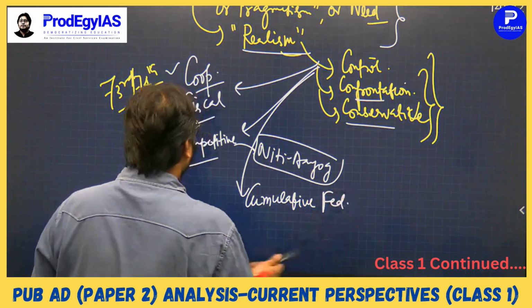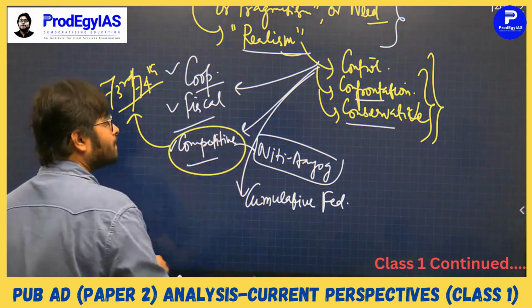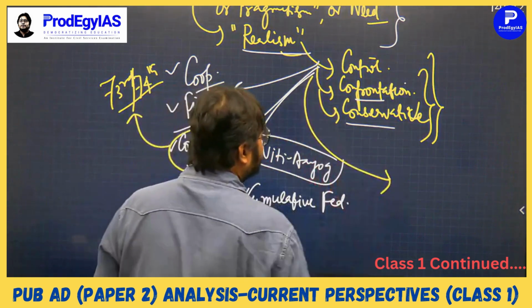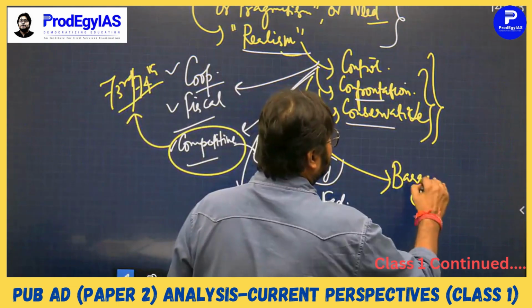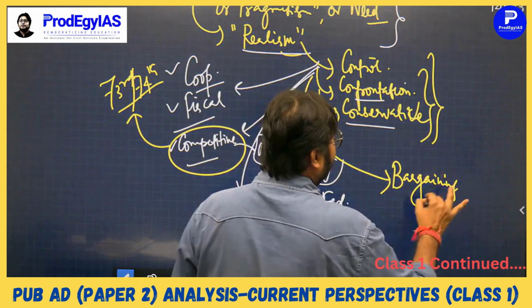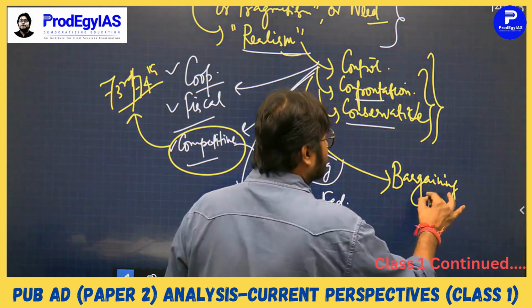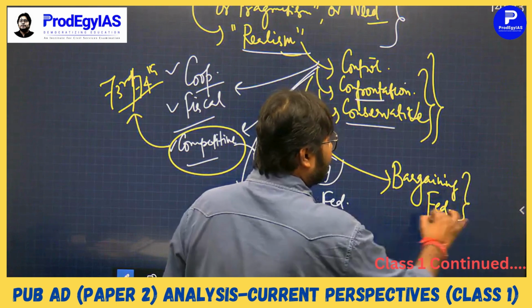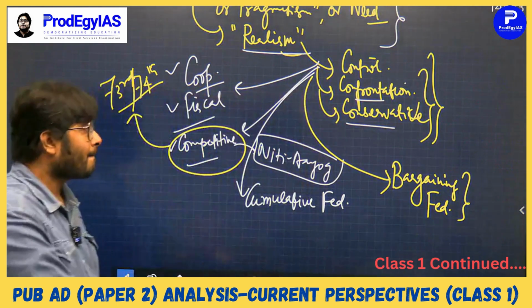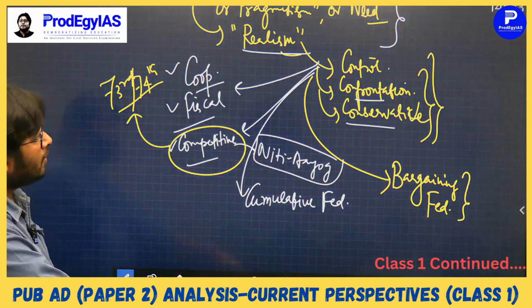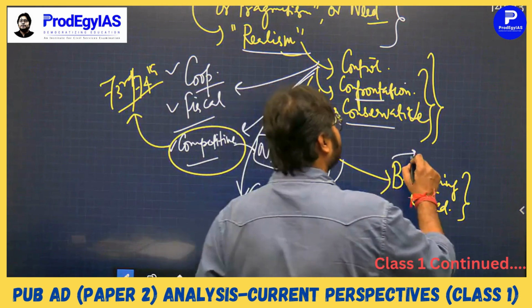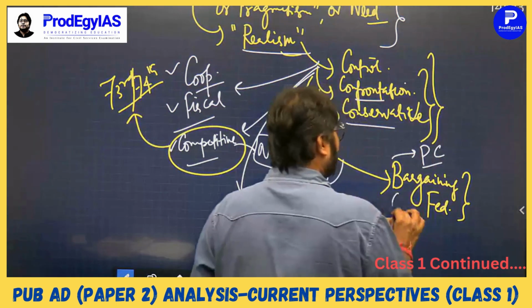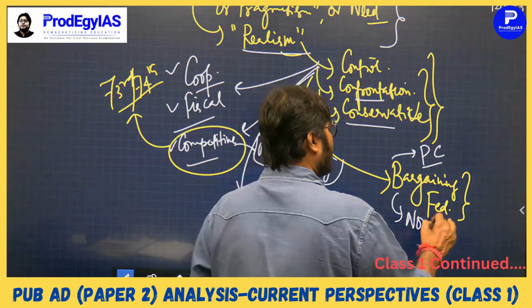Fine. This government is more focused on competitive federalism, cumulative federalism, bargaining federalism. These are references, right? These are not various models. These are more about context. Fine. So, bargaining federalism is basically the era of the planning commission. Right? And emergence of non-Congress governments.